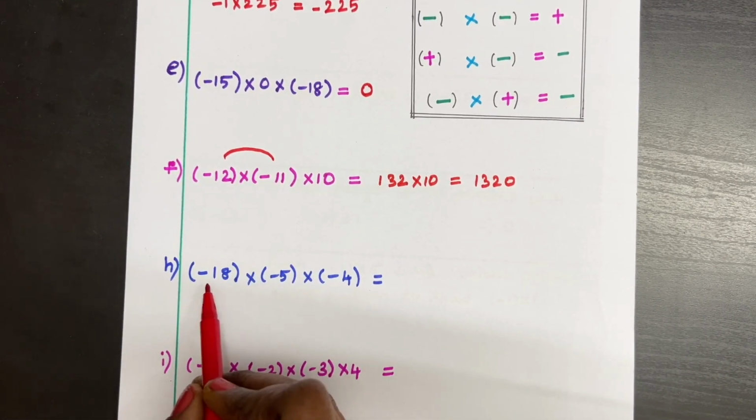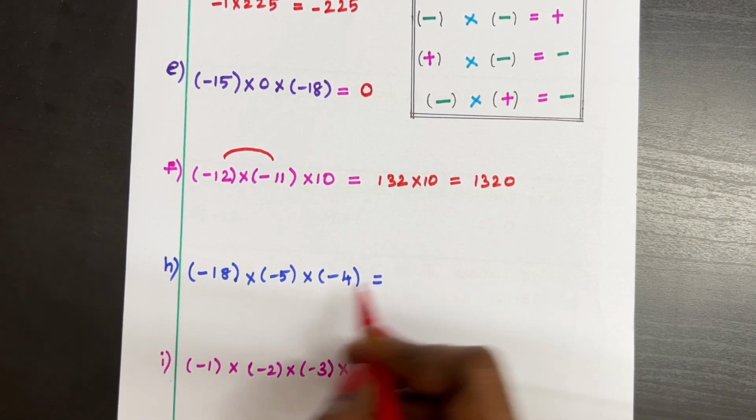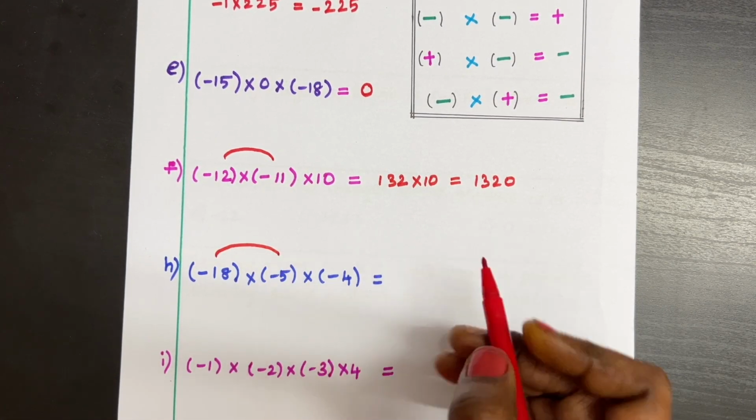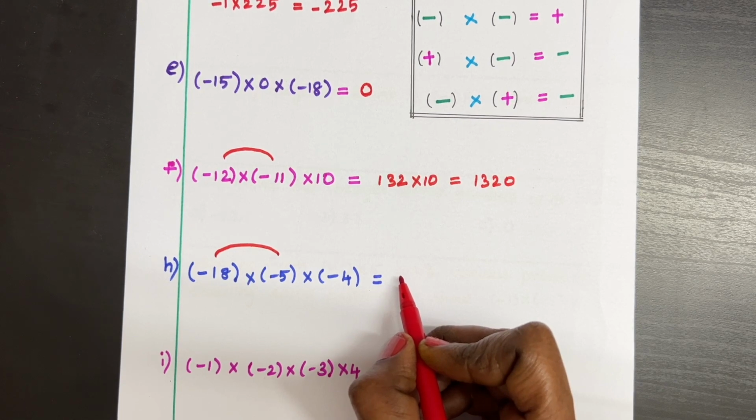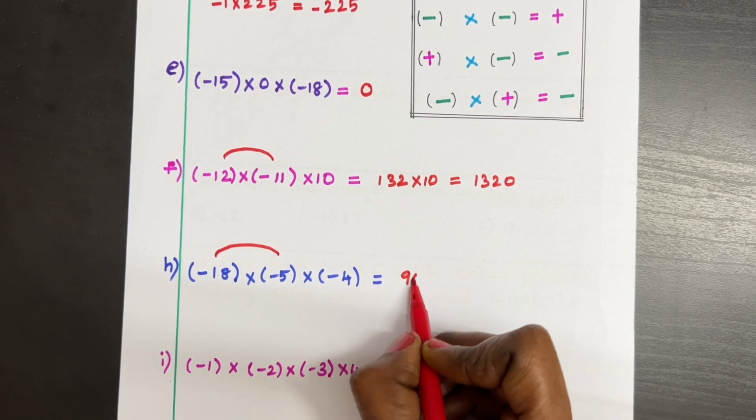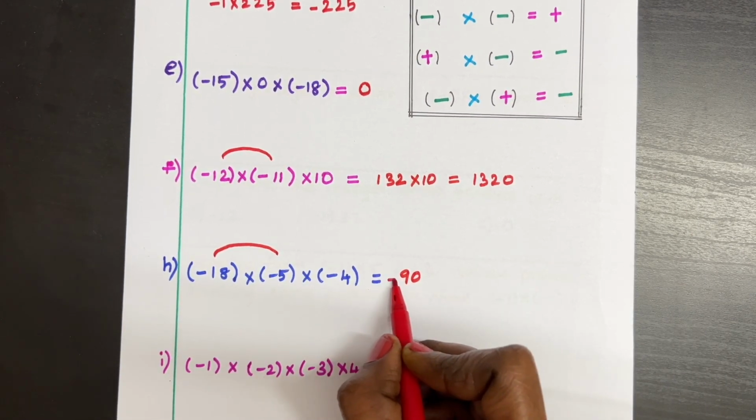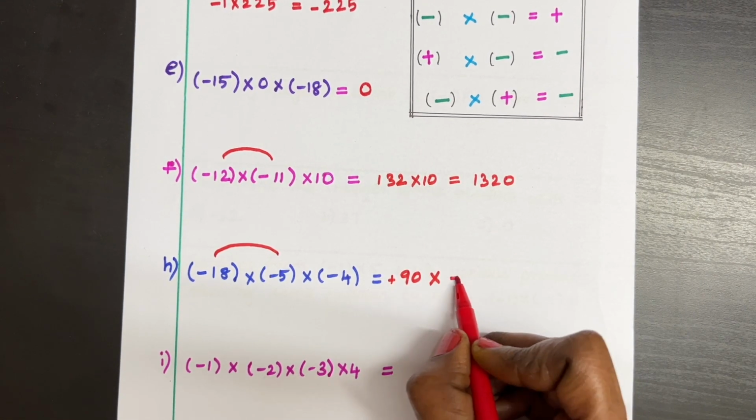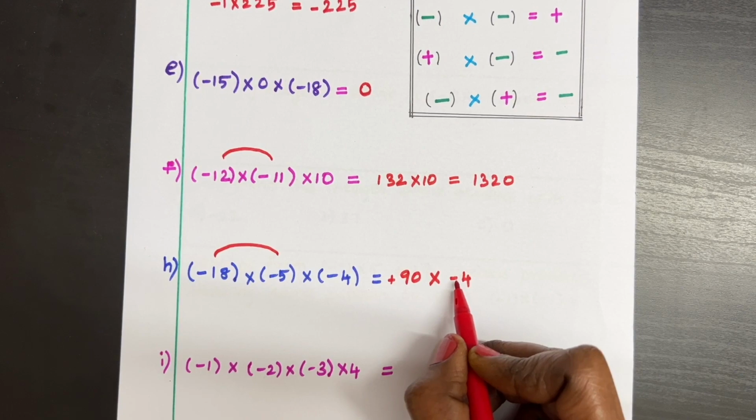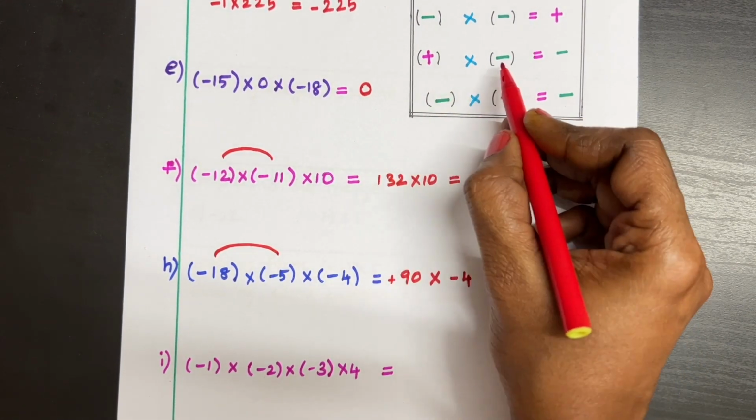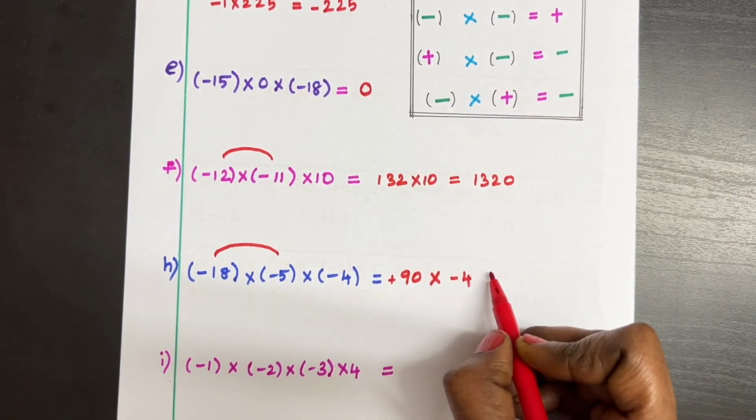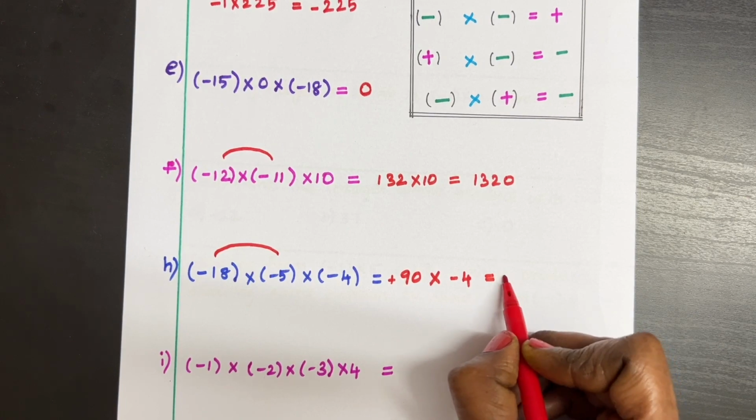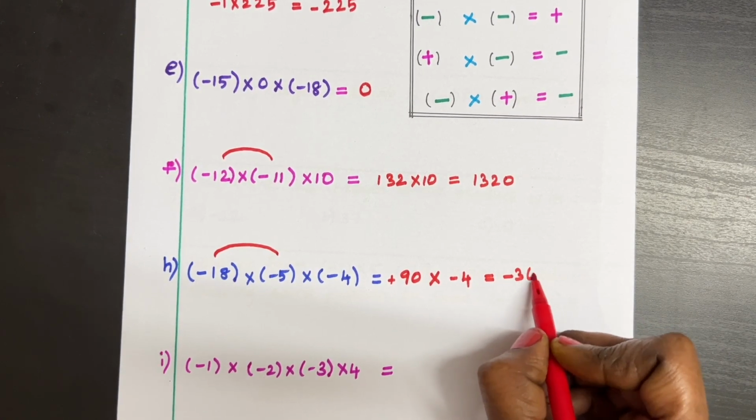Now, minus 18, minus 5, minus 4. If you multiply these two, what will you get? 18 into 5 is 90. See, minus into minus, positive. Into minus 4, no need to put the plus symbol. Positive into negative gives you negative. This is equal to minus 360.